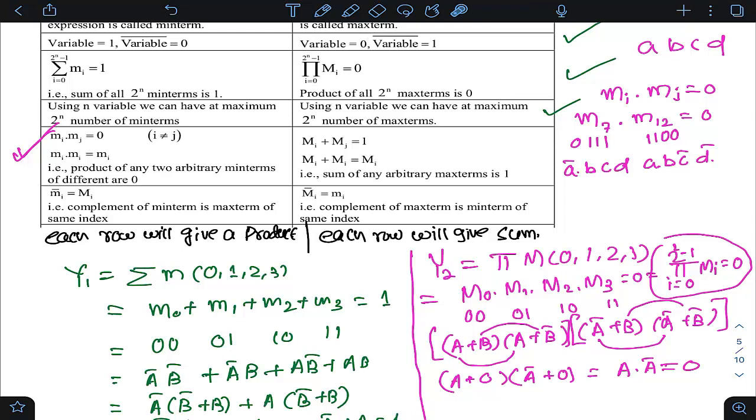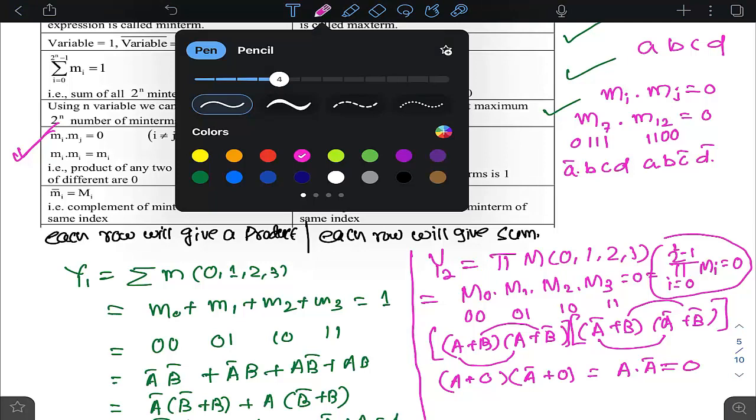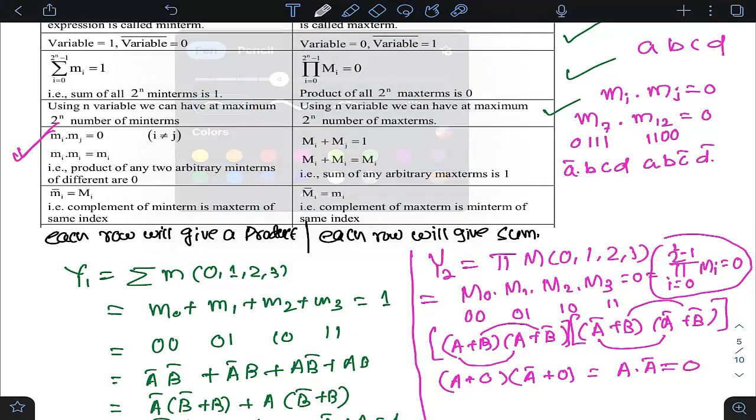So in other words, let's say somebody asks what is minterm 12 with minterm 12. So I'm taking this as 12, so this will also be 1, 1, 0, 0. So now this is A, B, C bar, D bar. Now you see this is A, B, C bar, D bar, A, B, C bar, D bar, and this is also A, B, C bar, D bar.